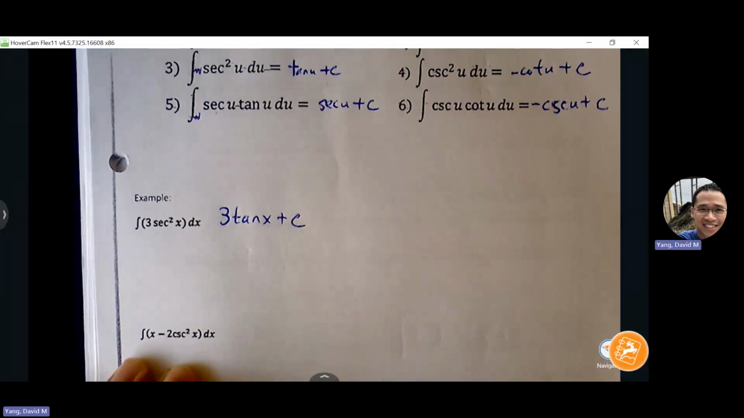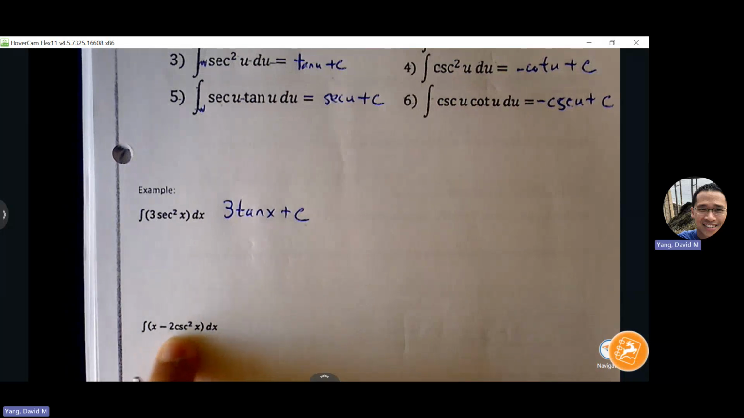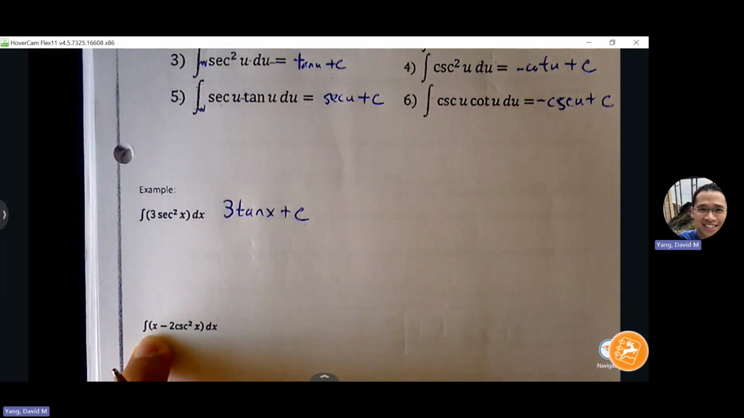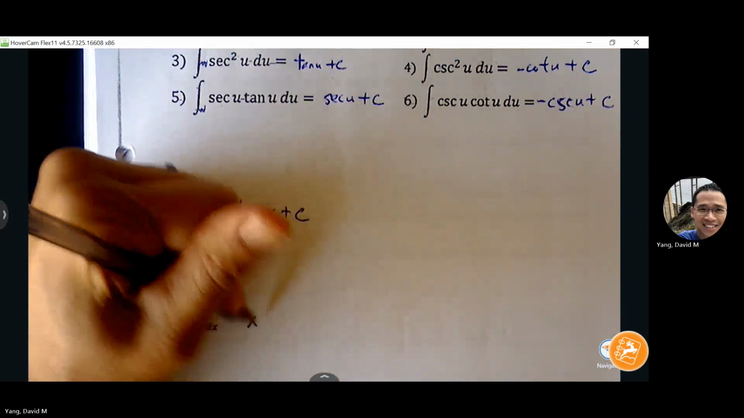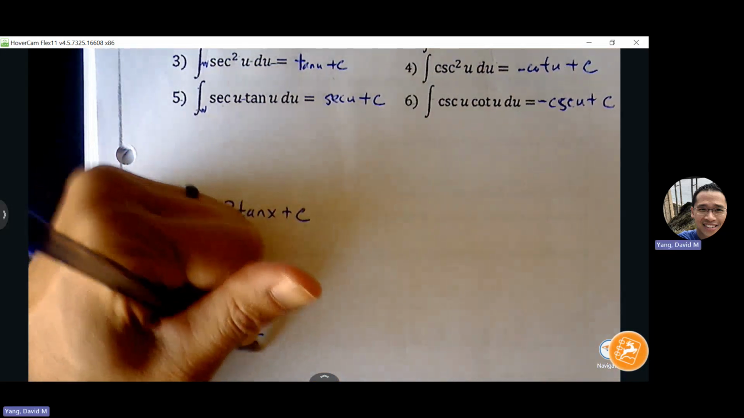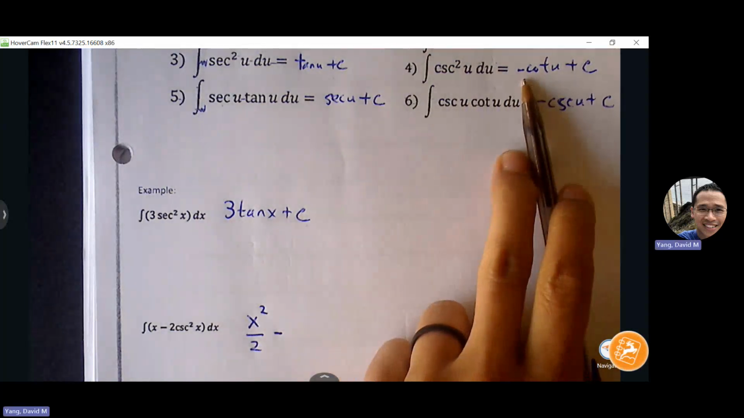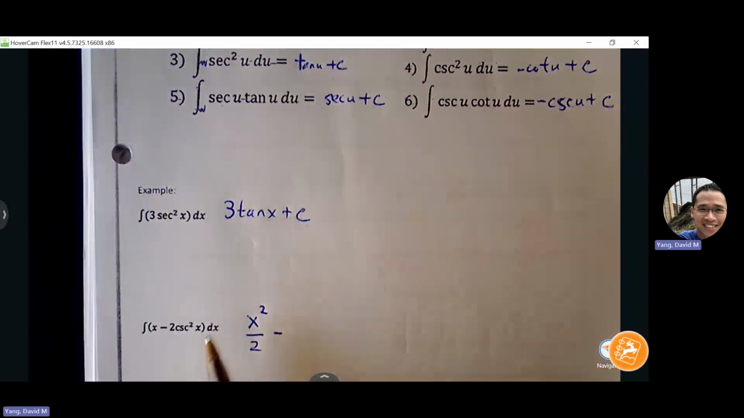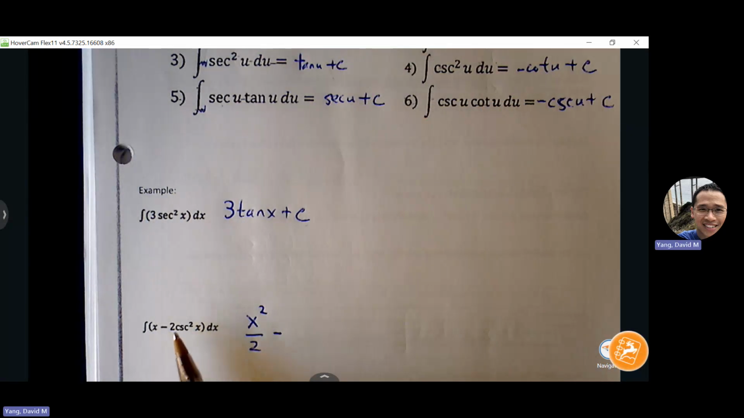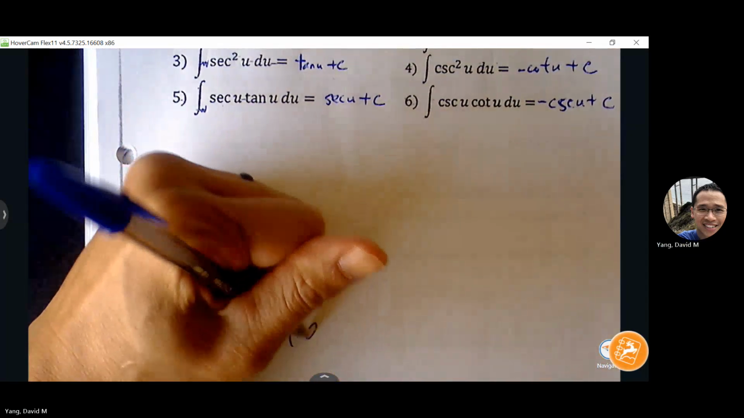X minus 2 cosecant squared x. These are 2 separate rules. X is power rule, so x becomes 1/2 x squared. And we know that cosecant squared will produce a negative cotangent on its own. There's already a negative here, so 2 negatives cancel out.